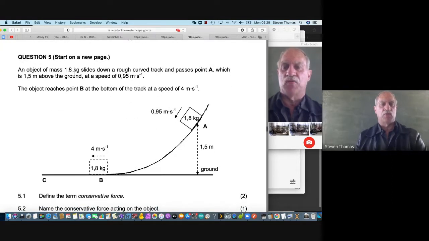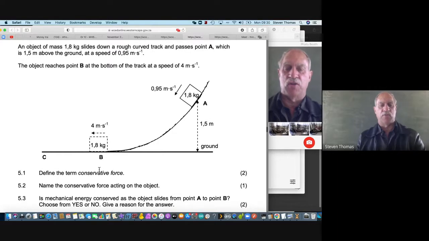An object of mass 1.8 kilograms slides down a rough curved track and passes point A, which is 1.5 meters above the ground, at a given speed. The object reaches point B with a given speed. Define the term conservative force. A conservative force is one in which the path taken does not matter in determining the energy that the force delivers. So the path does not matter.